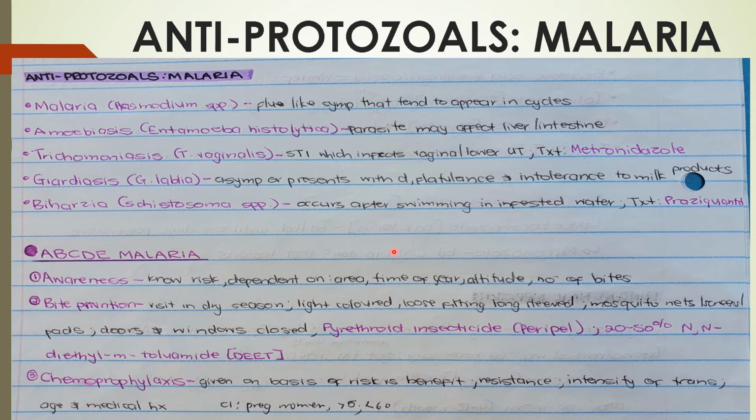But obviously there's different types. So with malaria, the infective microorganism is Plasmodium spp. It causes flu-like symptoms that tend to appear in cycles. And then we've got amoebiasis. The type of microorganism is Entamoeba histolytica. This is a parasite that affects your liver or your intestine.